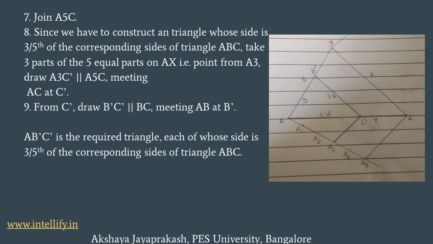Draw A3C' parallel to A5C, meeting AC at C'. From C', draw B'C' parallel to BC, meeting AB at B'. AB'C' is the required triangle, each of whose side is 3/5 of the corresponding sides of the triangle ABC. And it's found that AC' is equal to 4.2 cm, AB' is equal to 3 cm, and B'C' is equal to 3.6 cm.